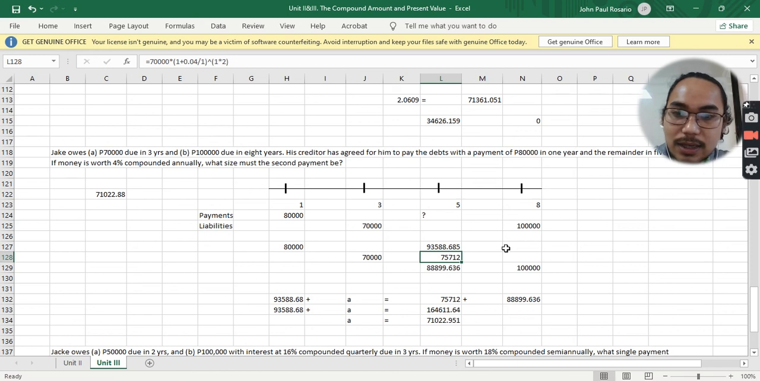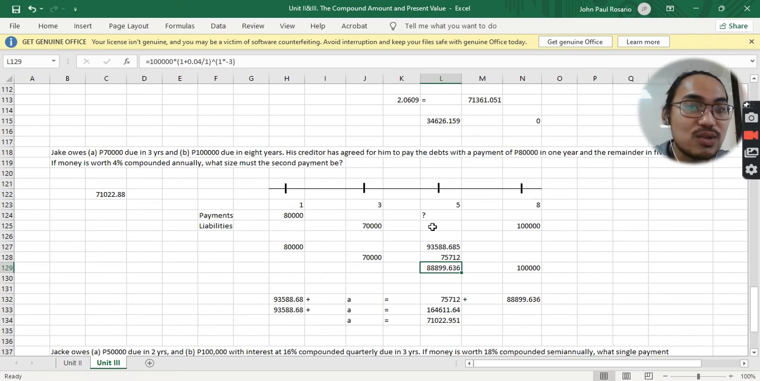That's 70,000 and we have to go forward by 2 years. So 2 compounding periods since annually naman siya. So 70,000 times 1.04 raised to the power of 2. That should give us 75,712. While for our debt 2, from year 8, we have to go backwards to year 5.